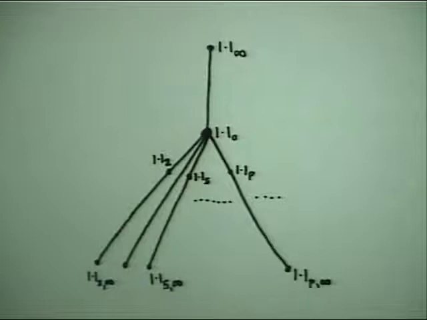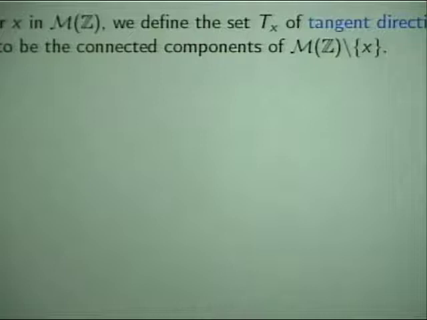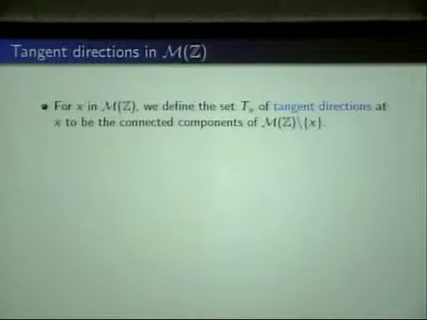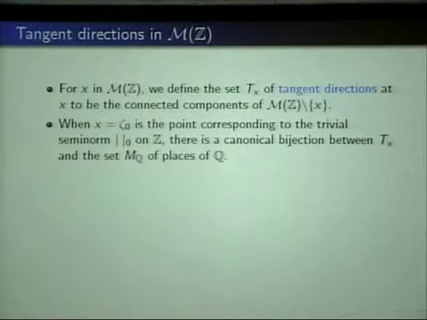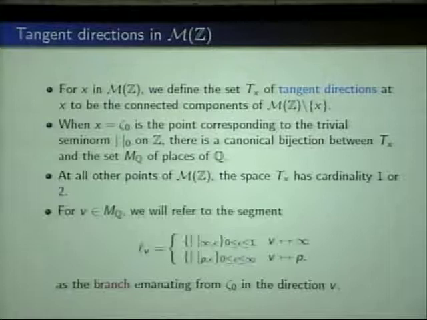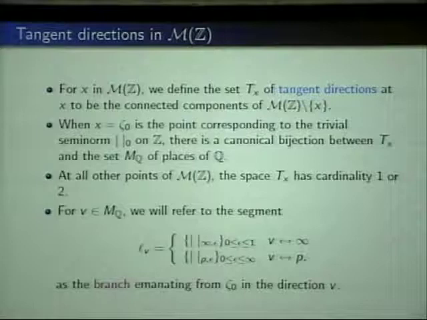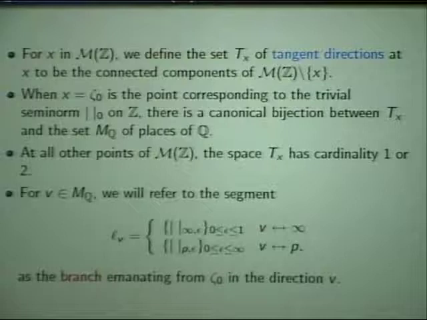So the tangent directions in M of Z are something interesting. I guess I already discussed this, but you can define the set of tangent directions as the connected components of the complement, or as equivalence classes of paths emanating from x. And as I discussed, for the trivial seminorm, zeta naught, there's a canonical bijection between the set of tangent directions and the set of places of Q. And at all other points, the tangent space has cardinality either 1 or 2. And I'll call L sub v the branch emanating from zeta naught in the direction v. So in that picture, you have the trivial norm, and you have these different segments that are attached at the trivial norm. And so L sub v is the one corresponding to the direction v. v is indexed by the places of Q, or by the tangent vectors.